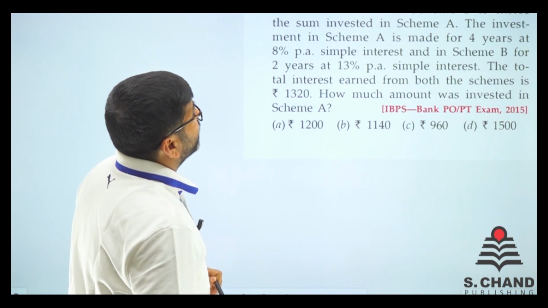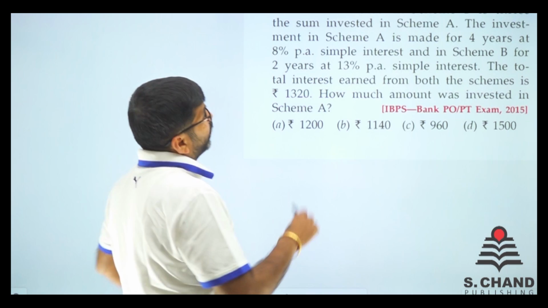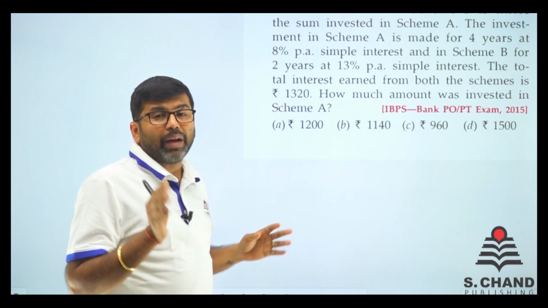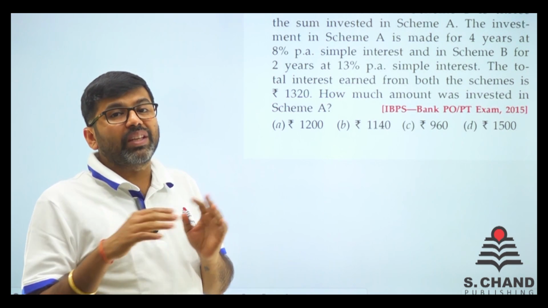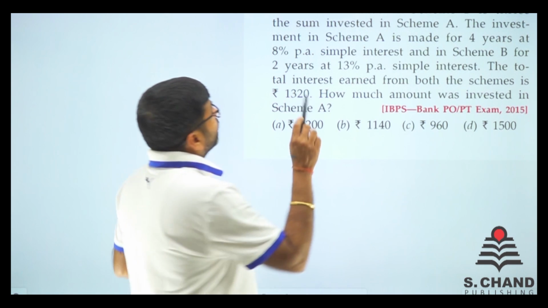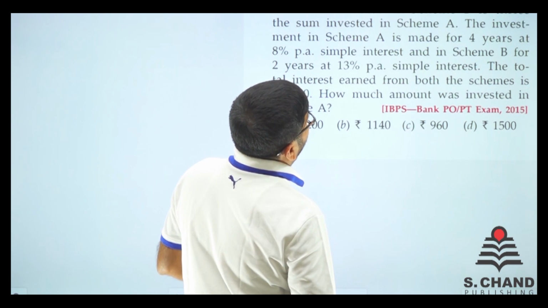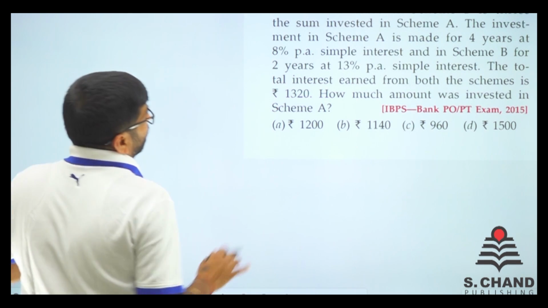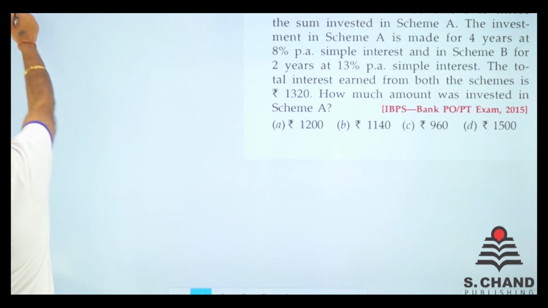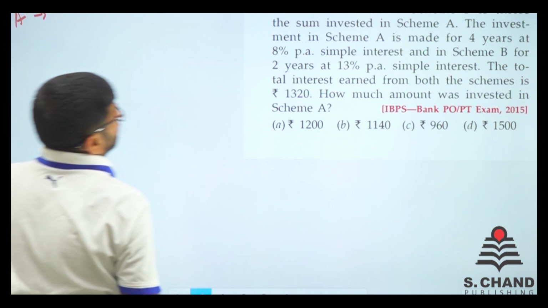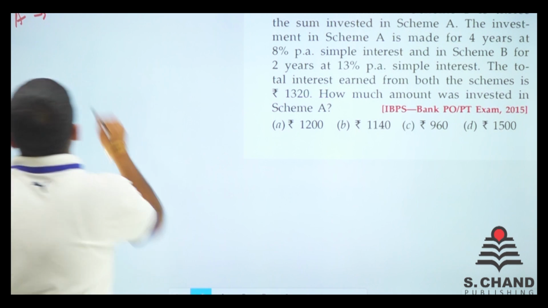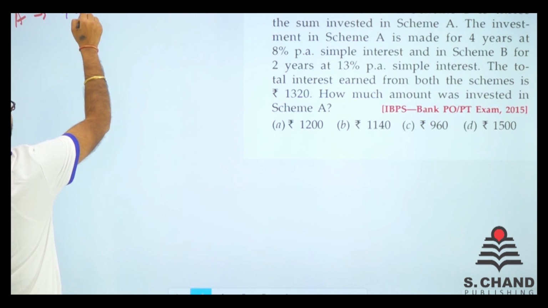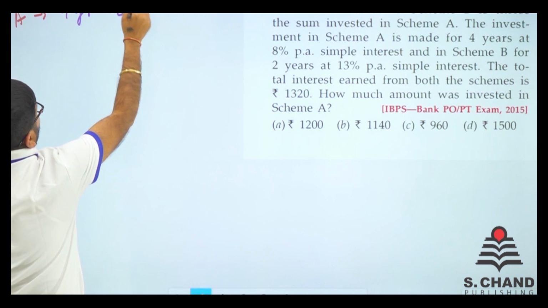The sum invested in scheme B is thrice the sum invested in scheme A. The sum you invested in scheme B is 3 times that of scheme A. The investment in the scheme A is made for 4 years at 8% per annum. So that we don't get confused, we write scheme A. It is for 8% and 4 years. So I write 4 years and 8%.